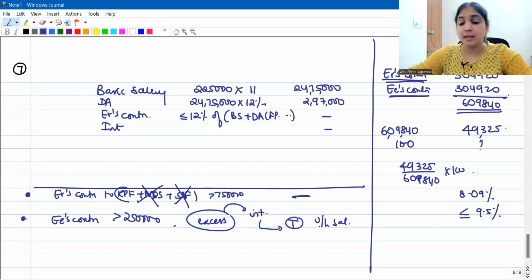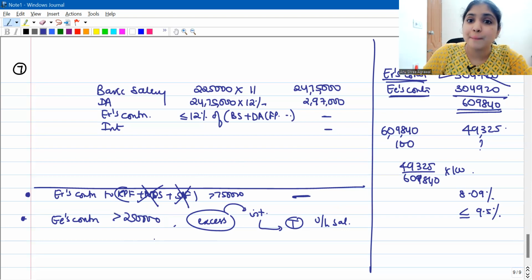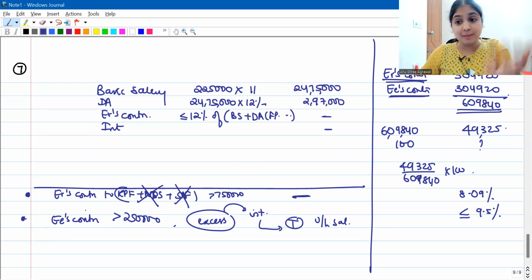You agree with me? If the employee's contribution is more than 2,50,000, then on the excess, whatever interest he has earned will be taxable under the head salaries, right? In case there is no employer's contribution, then instead of 2,50,000, you compare with the number 5 lakhs. You're aware of it. Is this provision applicable here?